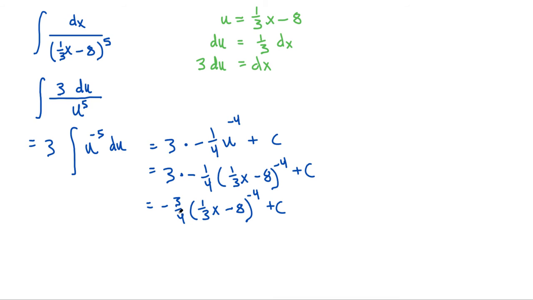And we can differentiate and then use chain rule to show that this is the correct answer. Also know that in case this is something that pops up in a multiple choice question where you have to be able to write it in a couple different ways, since this is a negative exponent now, the other way this might be written is as -3/4 times the quantity 1/3 x minus 8 to the power 4.